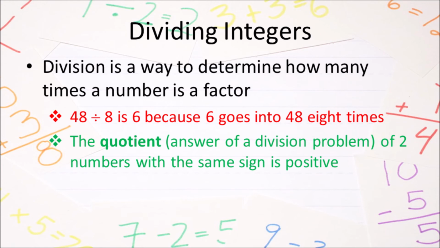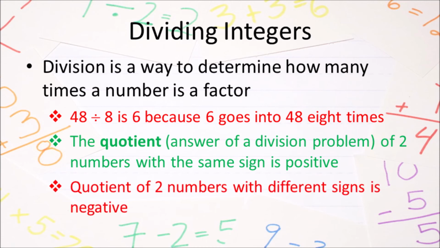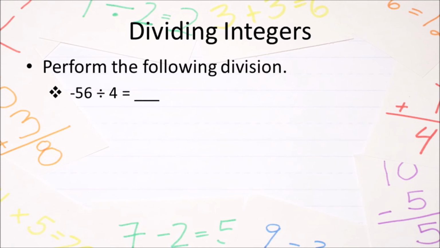The quotient, or the answer, once again, to a division problem, of two numbers with the same sign is going to be positive. Two numbers with different signs is going to be a negative value. So let's try some. Let's say I have negative 56 divided by 4. So I have a negative divided by a positive. Since one of my numbers is negative and the other one is positive, my final answer is going to be negative. 56 divided by 4 gives me an answer of 14, so my final answer is negative 14.